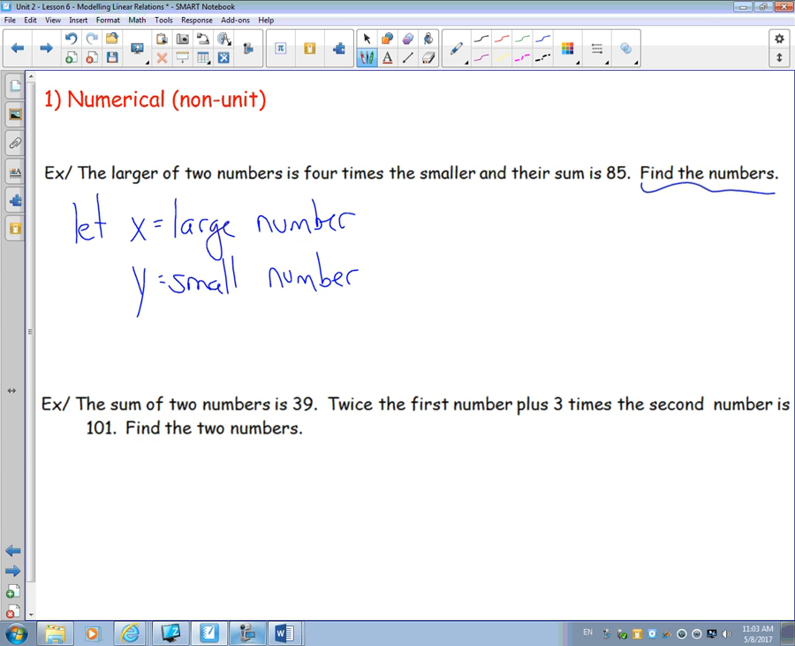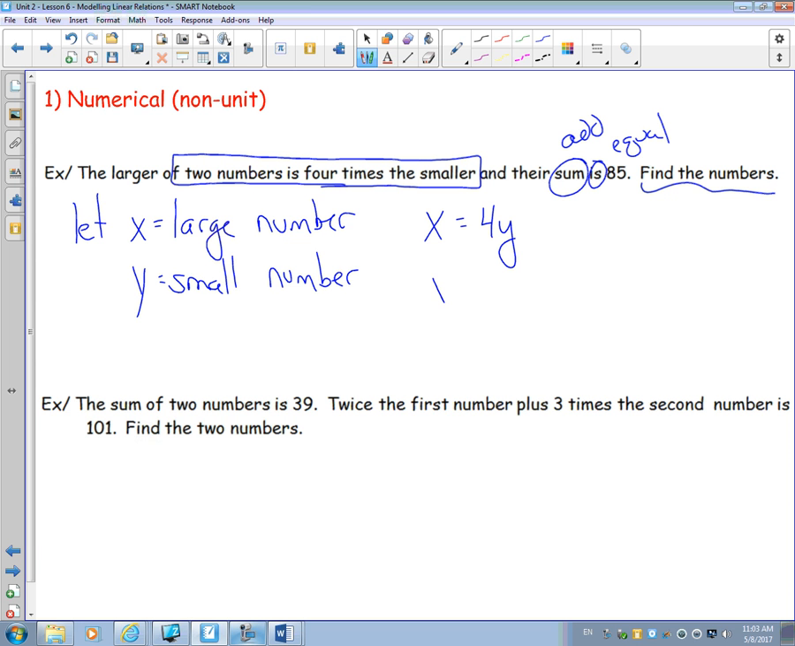So the larger of two numbers is 4 times the smaller. In other words, x is made up of 4 y's. That's an equation. We also know that the sum is 85. Sum is the word add. Is the number equals. So in other words, x plus y equals 85. And that's it. That's all I want you to do today. Okay? Set up, so give me some let statements, make me an equation.